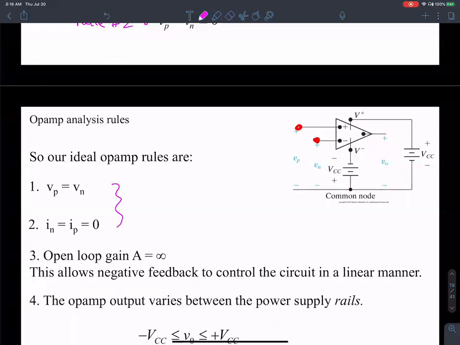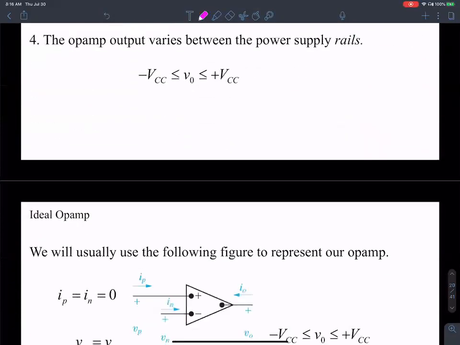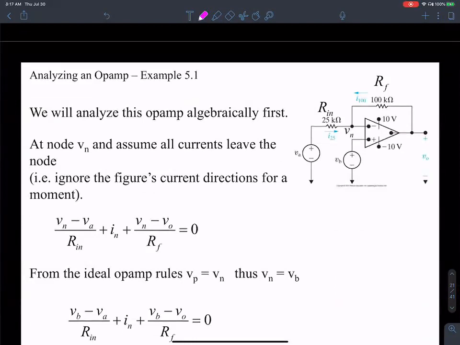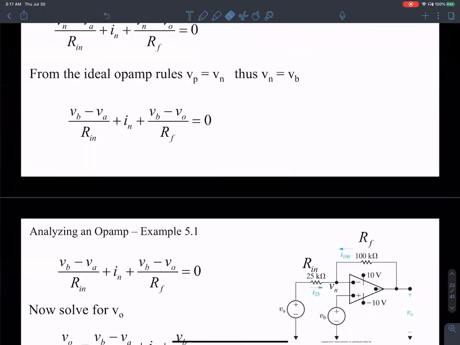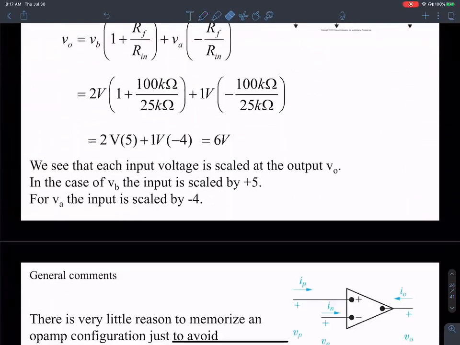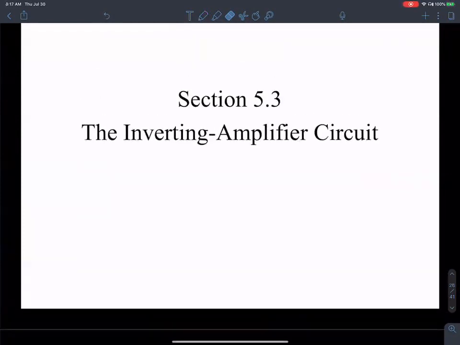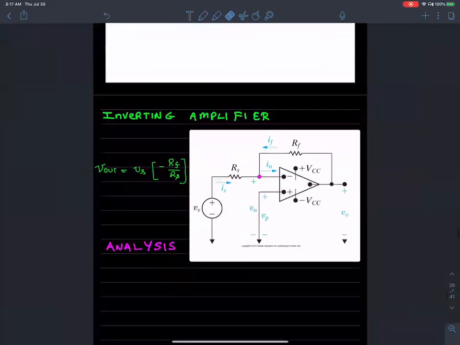The first thing we are going to do is to use this to solve what is known as, I don't want to do this problem right away. We'll come back to do this. I want to start with the inverting amplifier.